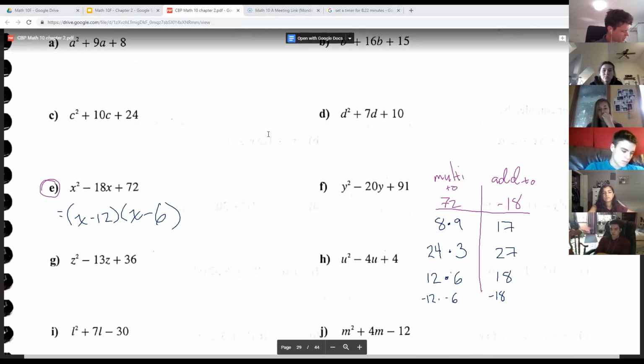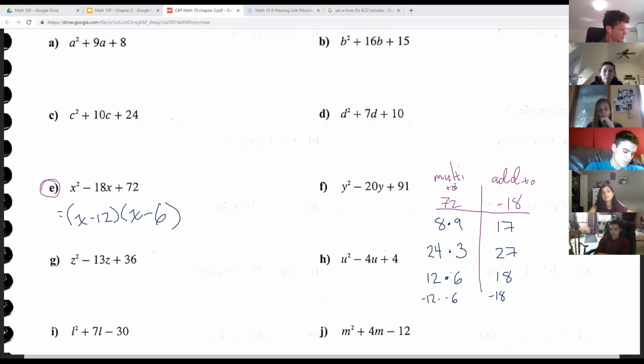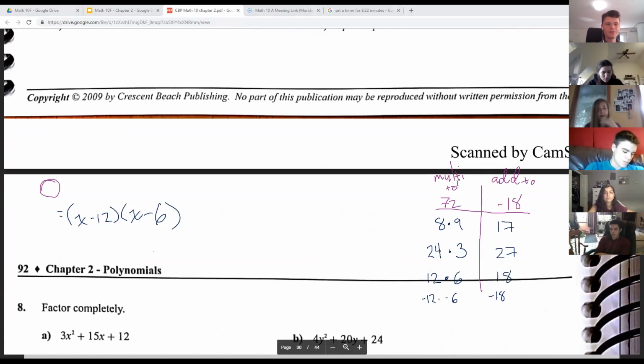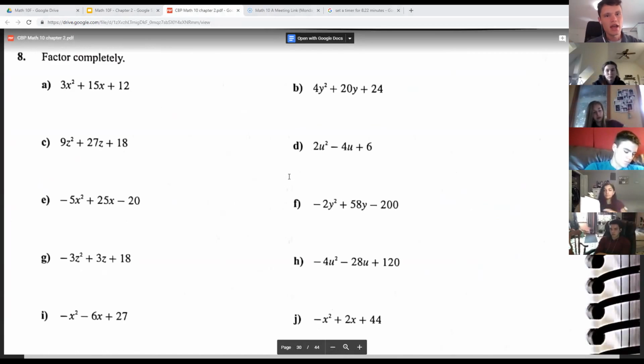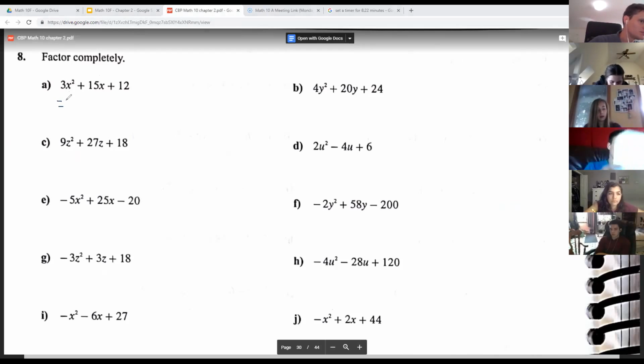We'll do one more together and then we will call it a day. Let's do 8A. 8A, our very first step. Step 1 was to try to factor out a common factor. And there is a common factor here. What do these three terms, 3x squared, 15x, and 12, have in common? What do they have in common?